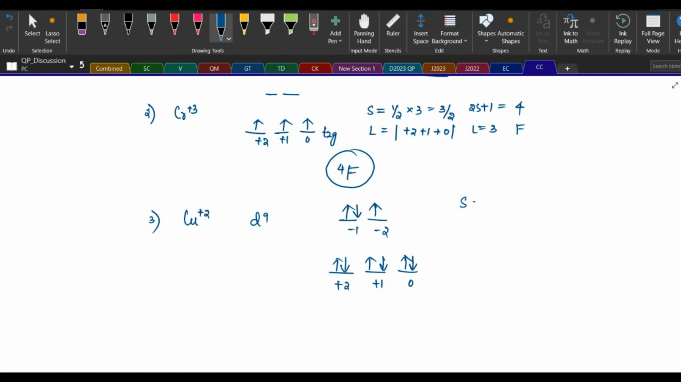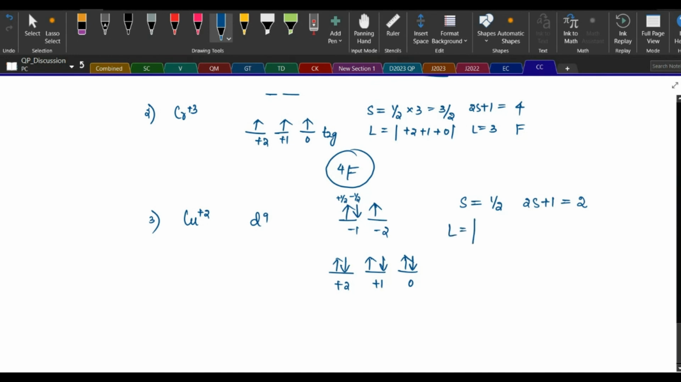Extra electrons are unpaired. See, this will have plus half, the other one will have minus half. So the net effect is 0, this is 0, this is 0, this is also 0. In effect, in the S value you're getting only 1/2, and the spin multiplicity is 2 times 1/2 plus 1, which is 2. What about the L value?